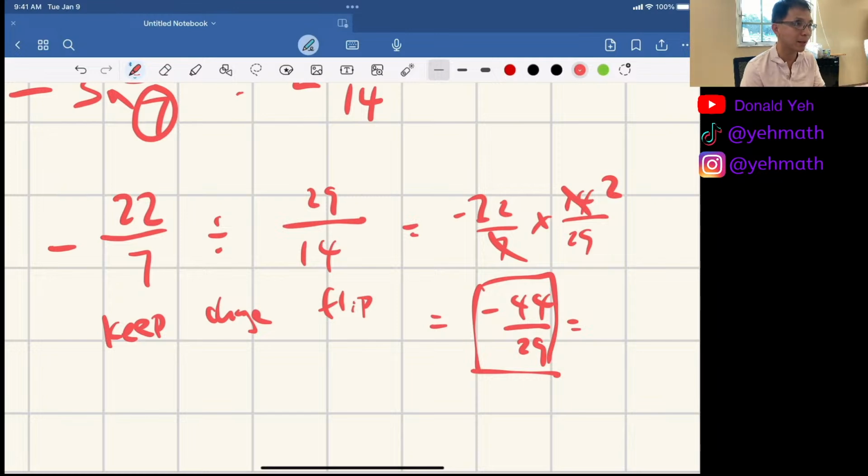So those are the basic things that you need to understand, starting from scratch. Addition and subtraction need a common denominator. The reason is you need to have the exact same denominator for you to add and subtract, but you don't need to have the same denominator for you to multiply and divide.